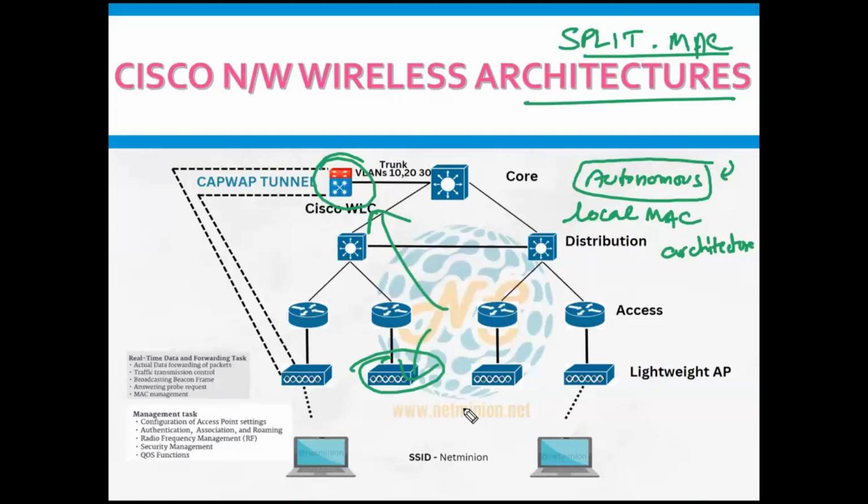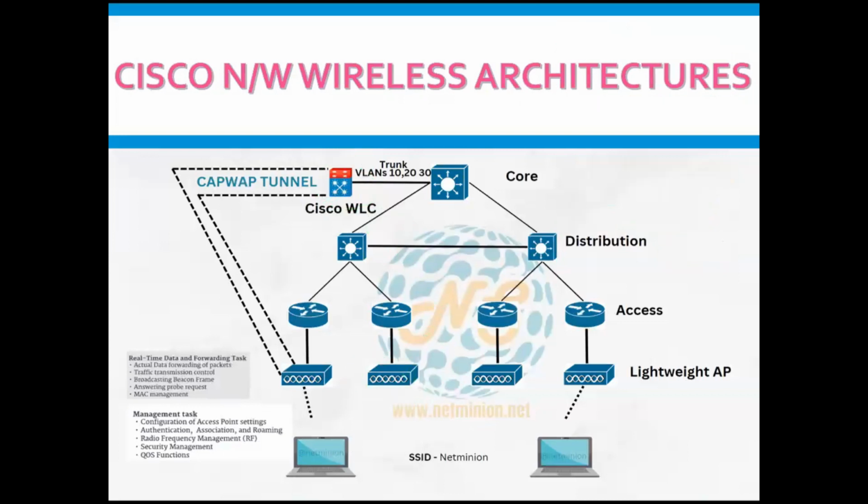The first two classes are just for the theory. Then we will pick up the speed for the practical. These are very basic fundamentals, but very important for your wireless class. Split MAC splits the data communication between the lightweight access point and the controller. Split MAC architecture means it is splitting the function between your WLC and your AP.